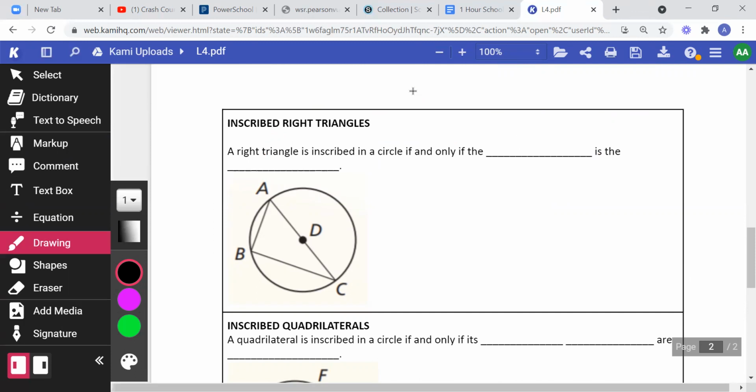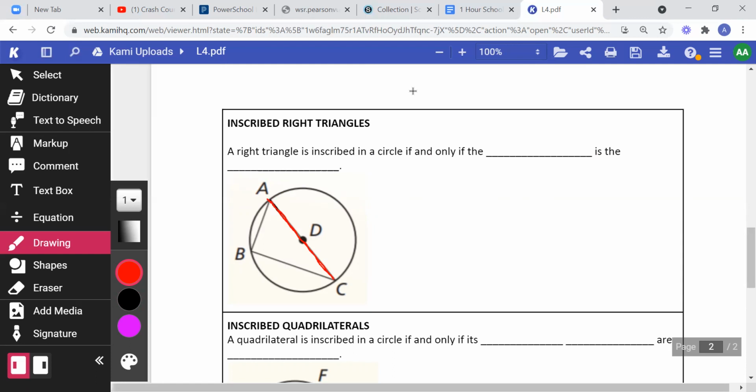Here, who can describe this triangle in a circle? What kind of triangle is that? What does AC represent in this circle? From A to C, this distance here. What does it represent? Savannah? What does AC represent in a circle? Okay, thank you, Savannah. She said the diameter.